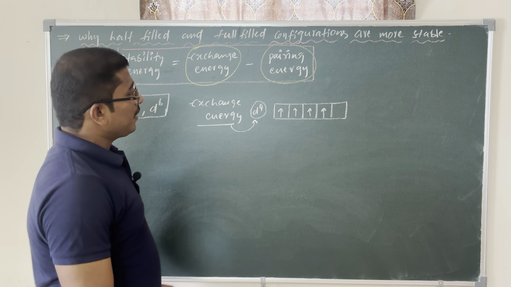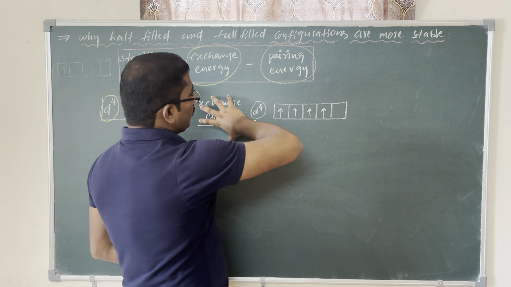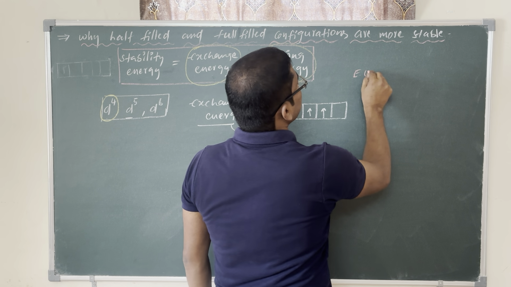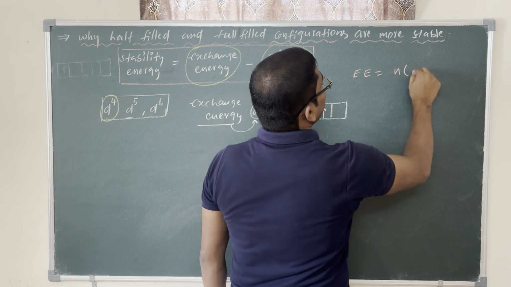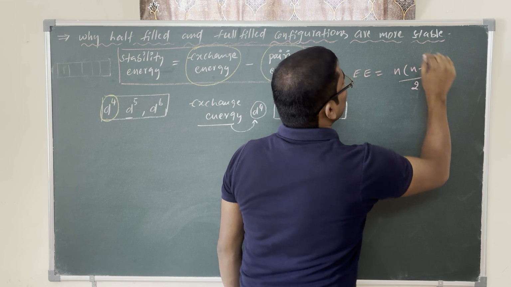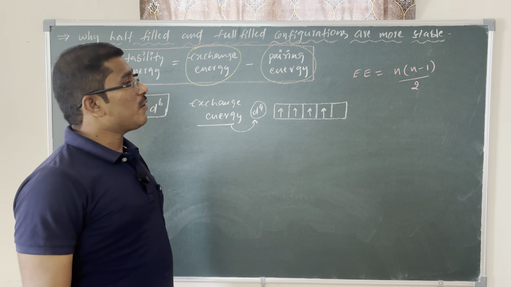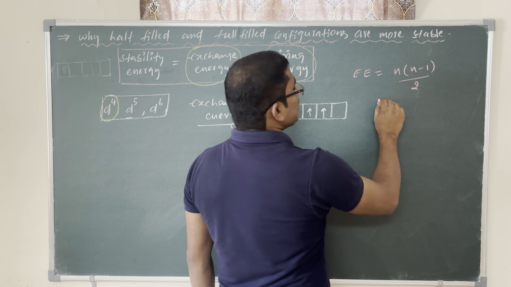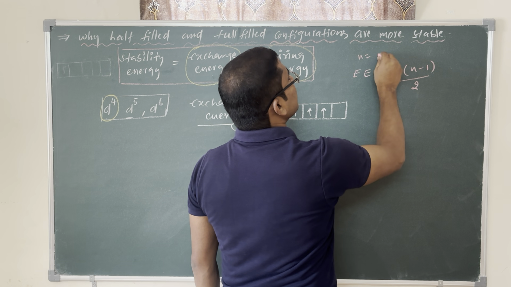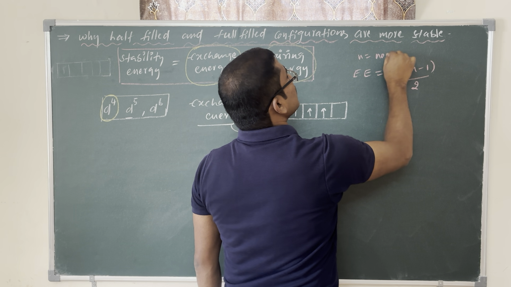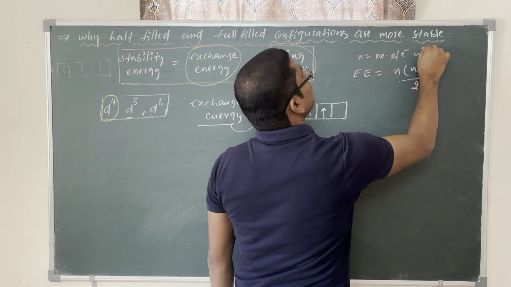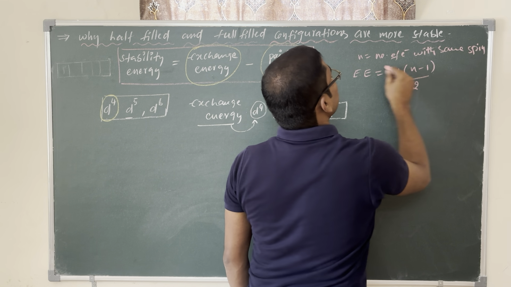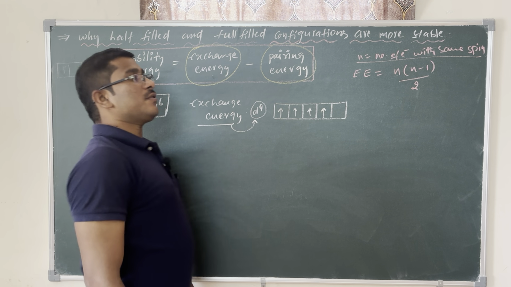The d4 configuration. See here, how to calculate exchange energy: you have to apply the formula. Exchange energy is equal to n into n minus 1 divided by 2. What is the formula for exchange energy? n into n minus 1 by 2. In this formula, n is equal to the number of electrons with the same spin. Keep in mind, students, the number of electrons with the same spin.